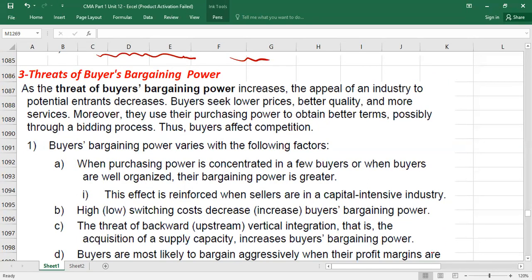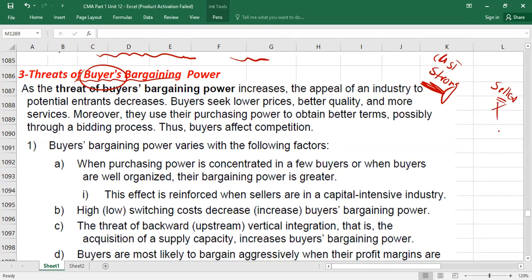Then, guys, here we have a third point. That is called what? Threat of buyers' bargaining power. Buyers, customers. Obviously, guys, any market in which customers are in a strong position relative to the seller, because you are going to be a seller here. If customers are in a strong position, right? It means being a seller, that market is not good for you.